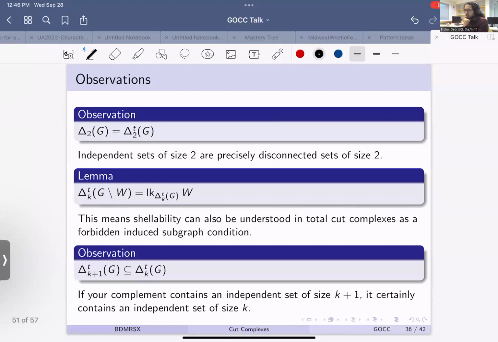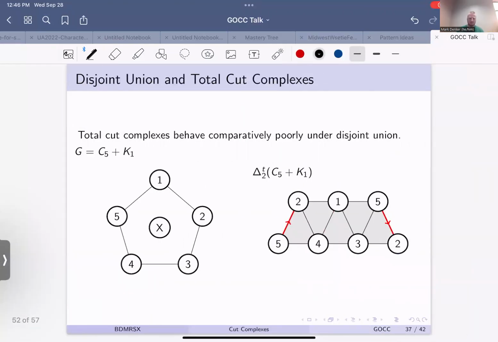Okay, so those are just some quick observations. Unfortunate things about total cut complexes. Hey, Mark, yes. I think we have a question.